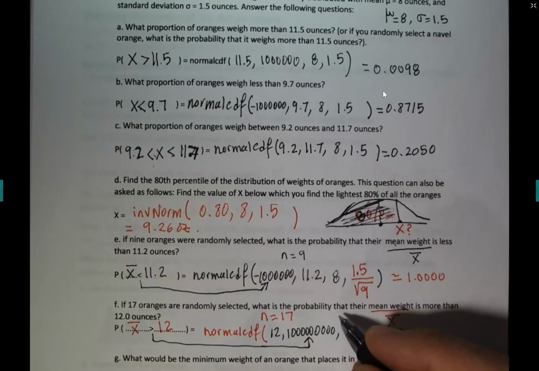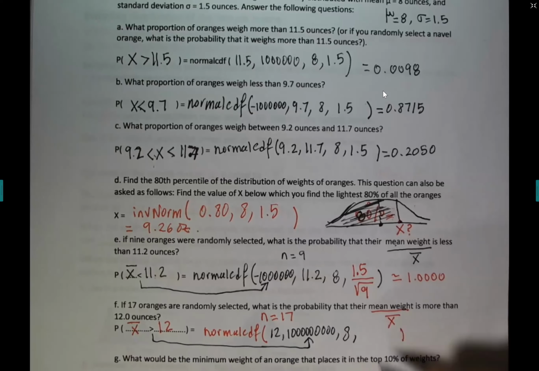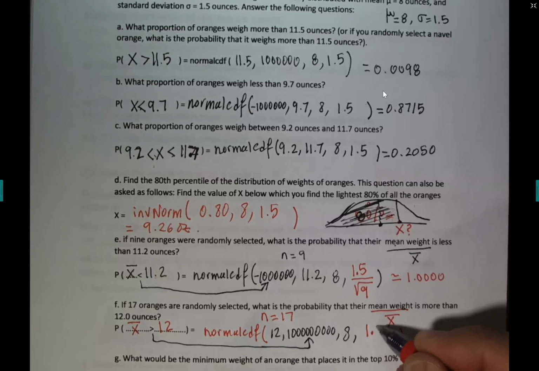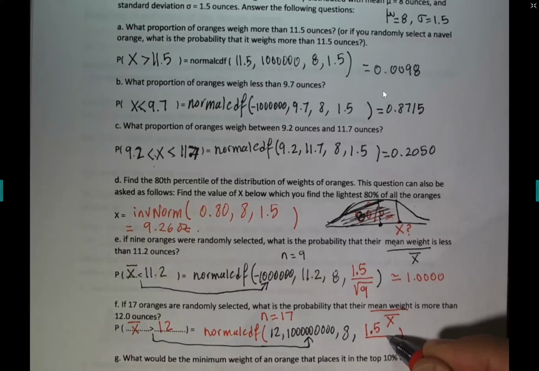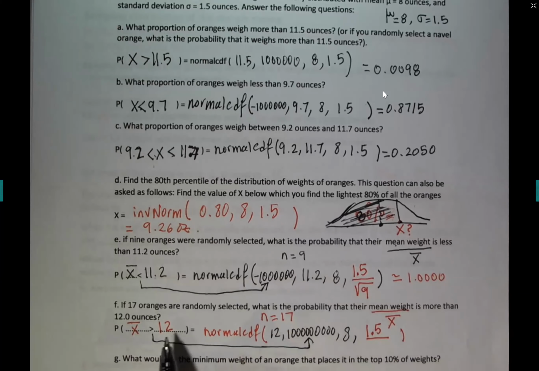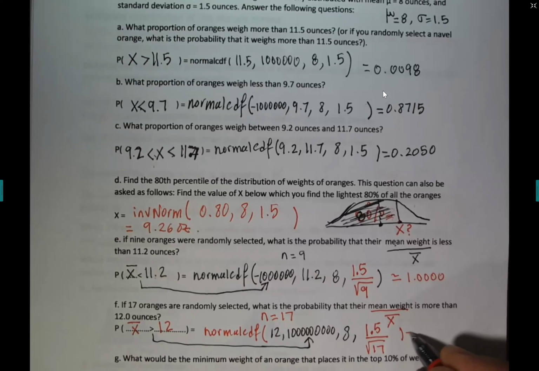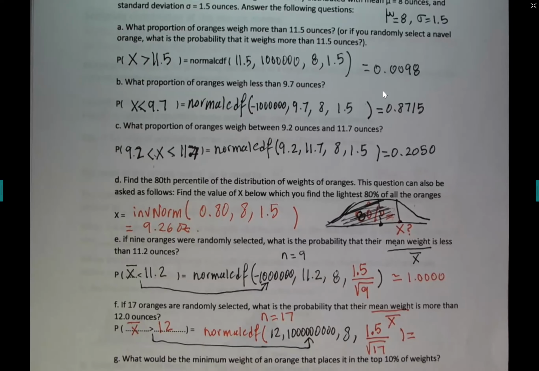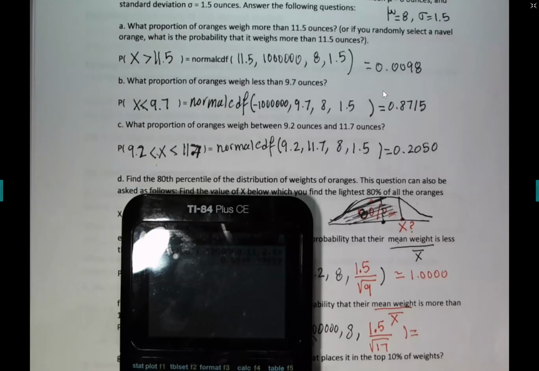And then I put 8. And in red, guys, so you can see it clearly. Now 1.5 over square root of 9. My sample size is not 9 here, it's 17. Square root of 17. And here we go. Let's put it into the calculator.